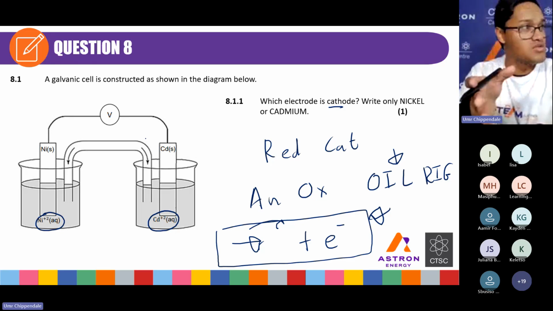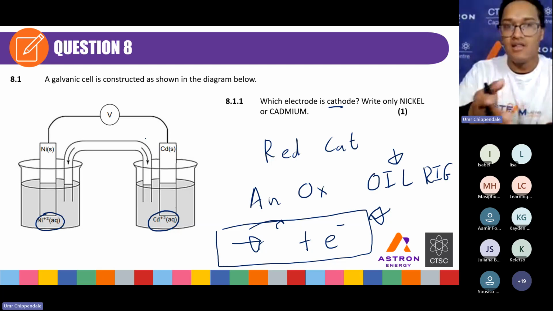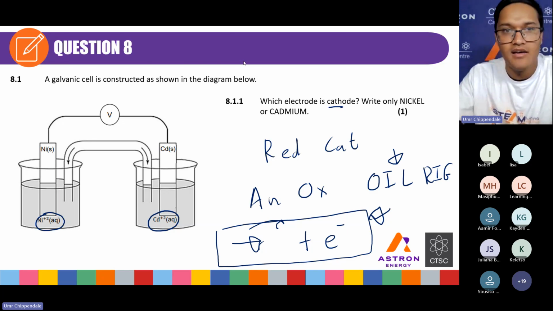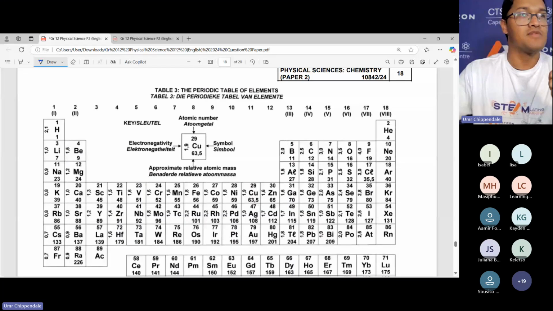I don't know if a teacher taught that, but that's just the best way that I like breaking all of these up. Now, they are asking us, which electrode is the cathode? Is it the nickel or the cadmium? So now we're going to go back and look at our nickel and our cadmium. By now you all probably know exactly where I'm going. Okay, so now I'm going to go to my periodic table so everyone can see as well. There we go. And just check, can everyone see? Can you give a thumbs up?